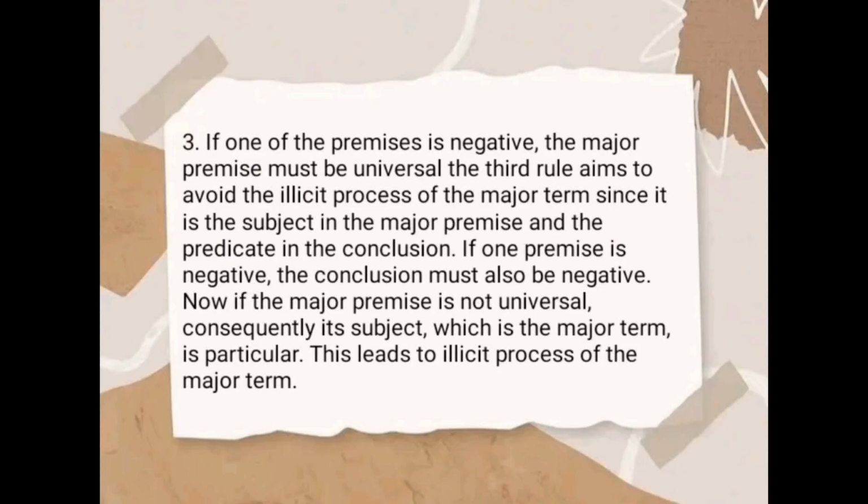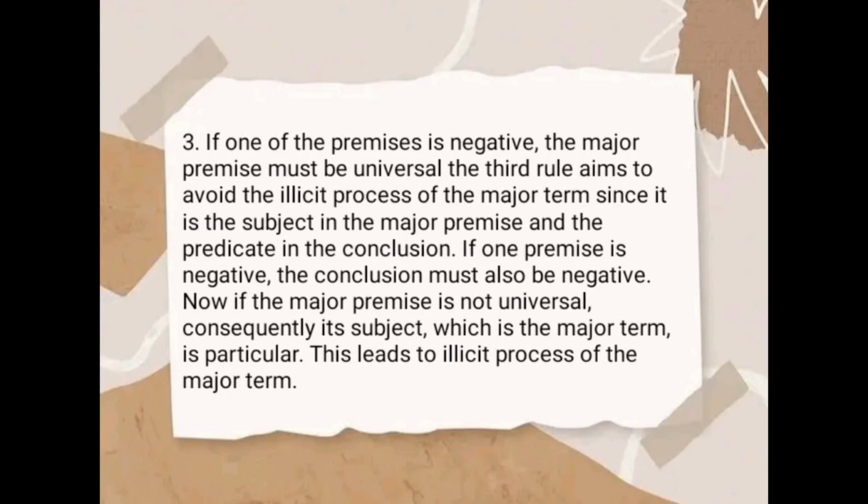And this is the third rule for figure 4. It states here that if one of the premises is negative, the major premise must be universal. The third rule aims to avoid the illicit process of the major term, since it is the subject in the major premise and the predicate in the conclusion.